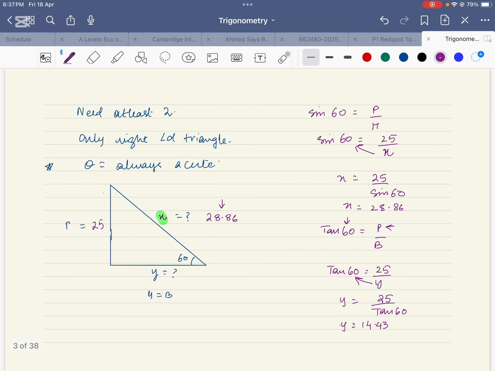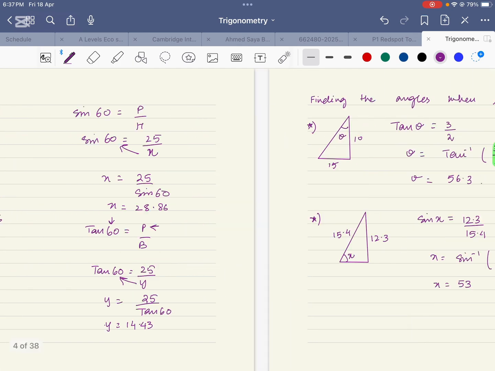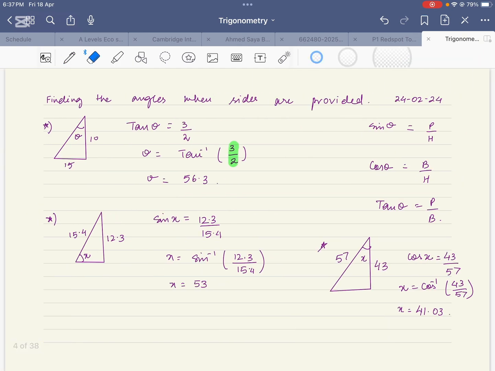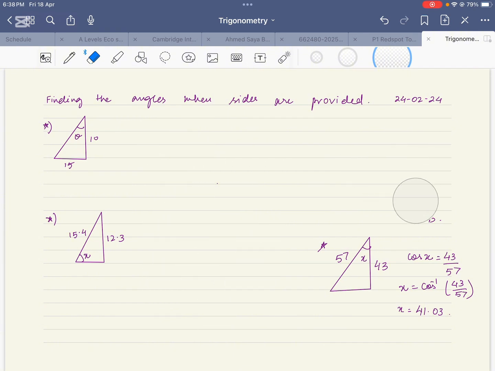We can use these measurements to find out sides as well as angles. Here I showed you how you can find out the values of sides. In the next slide we are going to show you how you can calculate angles using these ratios. For example, a triangle is given to you. We have three triangles here, and these are three different questions. I'm going to solve them right now.